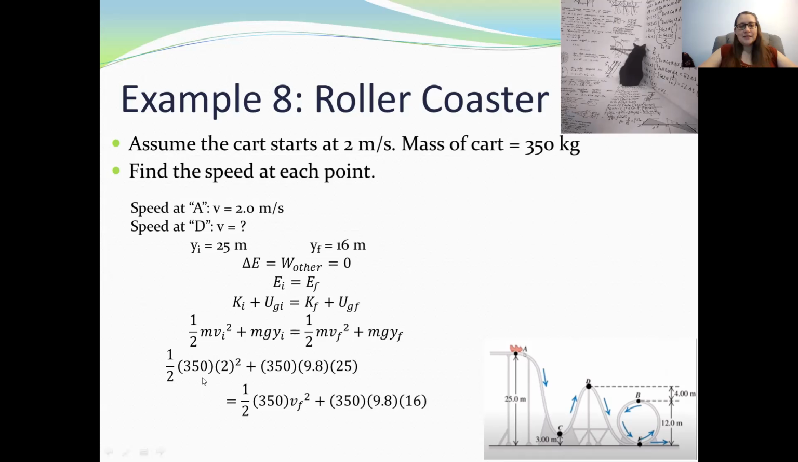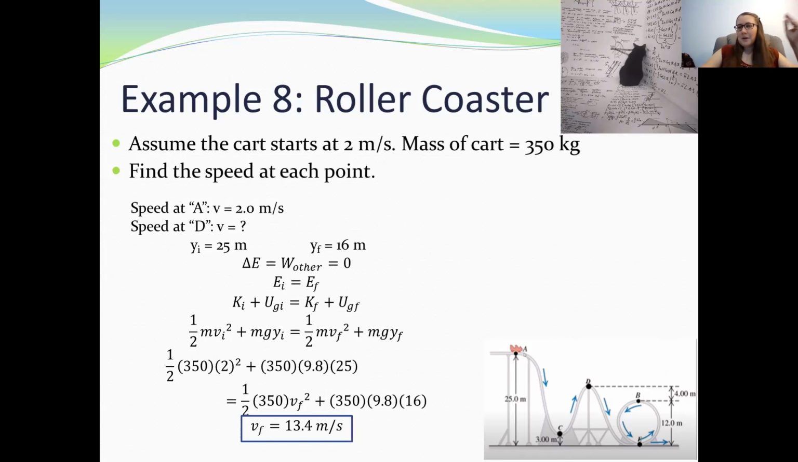So 1/2 times mass times initial speed squared plus its mass times g times its initial height equals 1/2 times the mass times its final speed squared, which we don't know, plus mass times g times final height. So the only thing that we don't know is that final speed, or the speed at point D. So once we type all those things in our calculator and solve for that final speed, we get 13.4 meters per second. That's considerably faster than it was at the beginning.